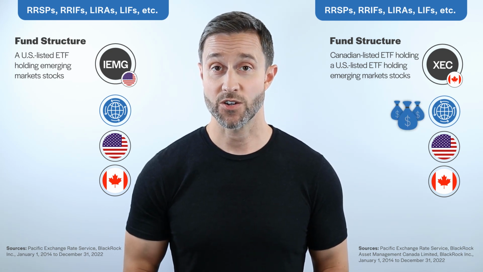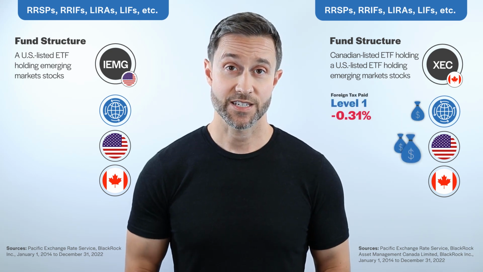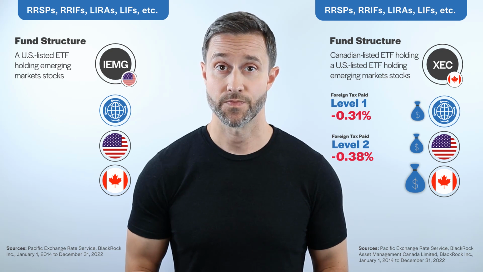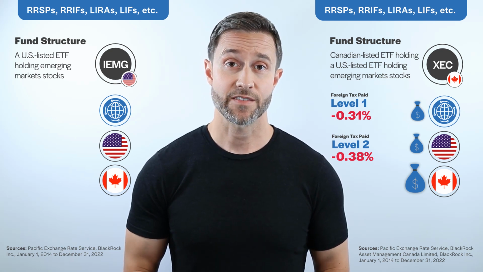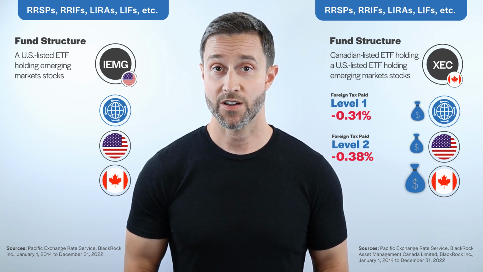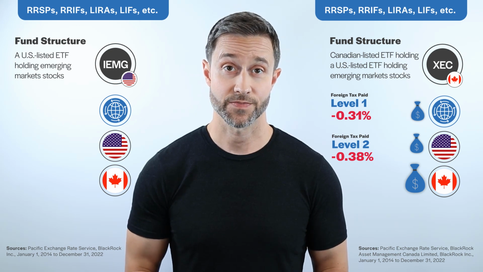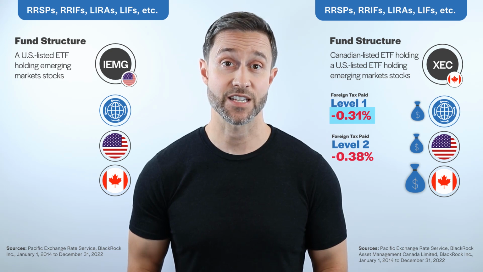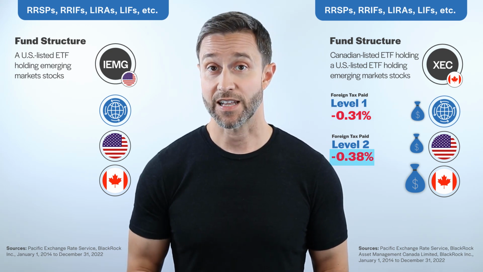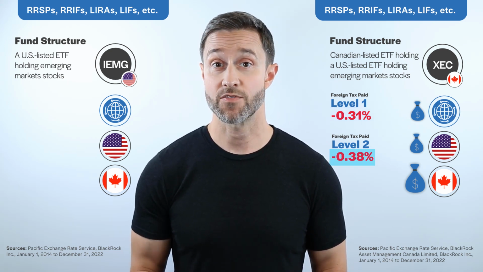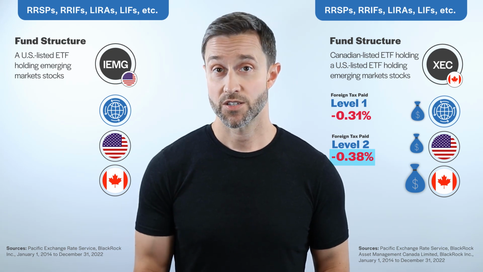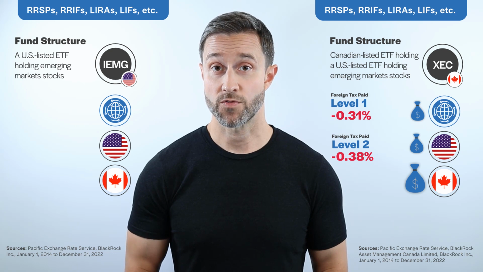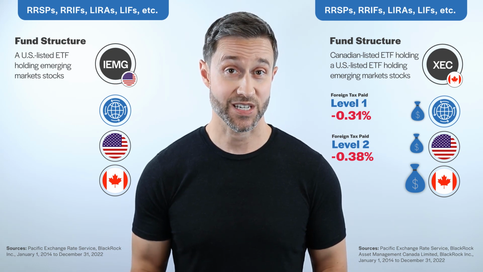When held in an RRSP or RRIF, funds such as XEC or VEE are subject to two layers of foreign withholding taxes. That's because they are Canadian-listed ETFs that gain their exposure to emerging market stocks by holding a US-listed ETF. The first layer of withholding tax occurs when the foreign companies pay dividends to the US. The second layer is levied when the foreign dividends are paid from the US to Canada. Since January 1st, 2014, the combined Level 1 and Level 2 foreign withholding tax drag has been substantial.